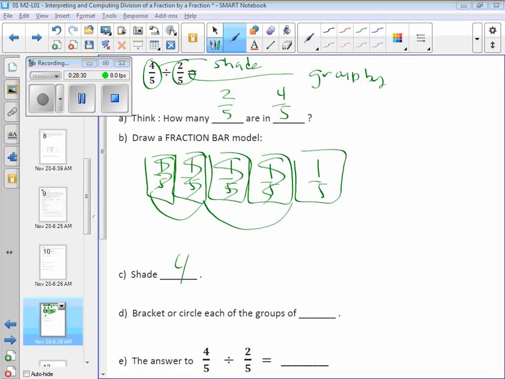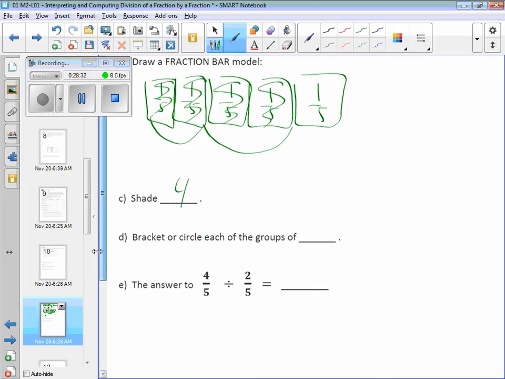How many groups did I create when I put it into groups of 2? Jojo. Yeah, I made 2. There's 1, there's 2. Therefore, 4/5 divided by 2/5 is 2. Not 2/5, just 2. Okay? Ready for another leap?